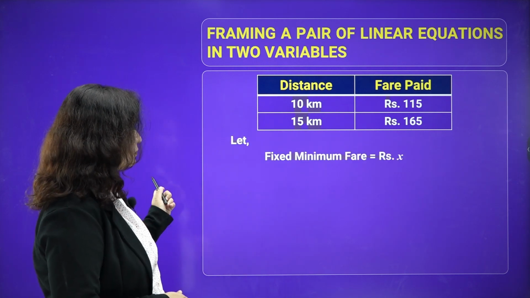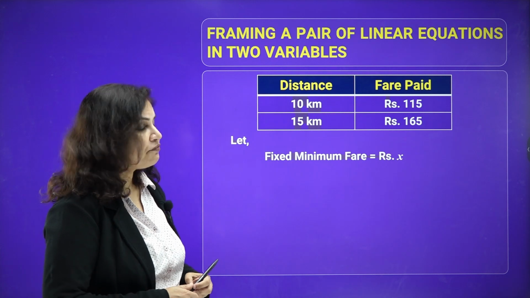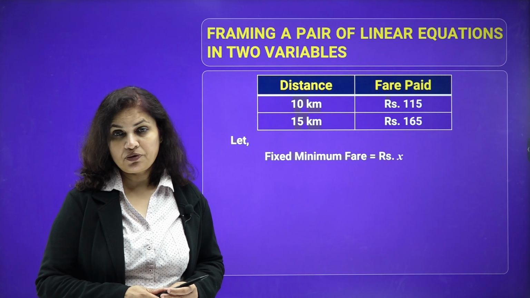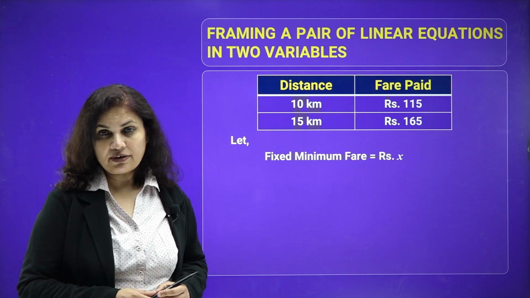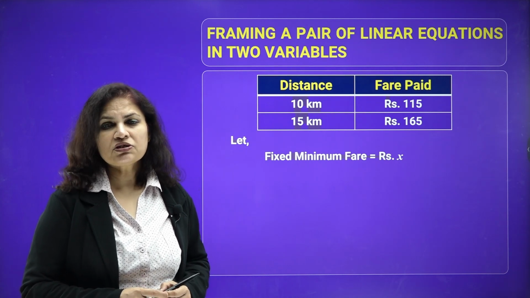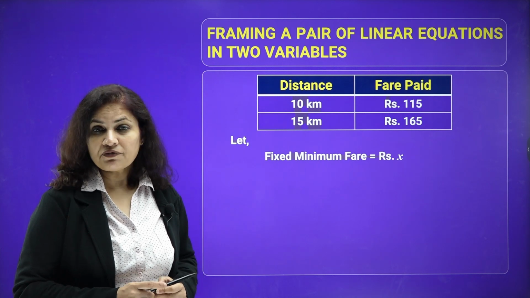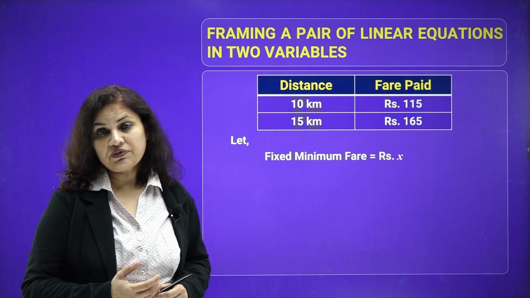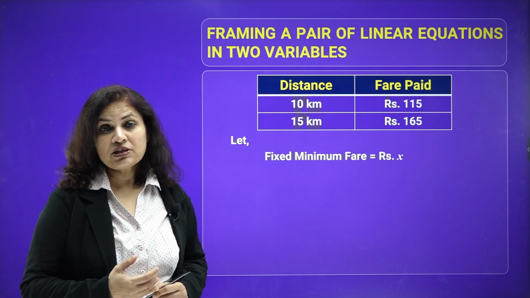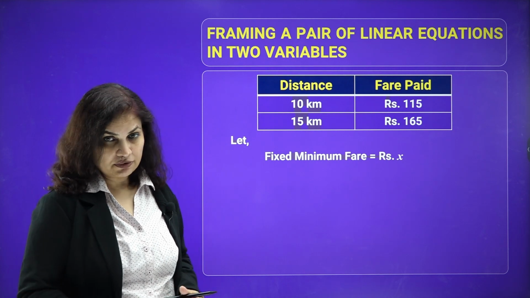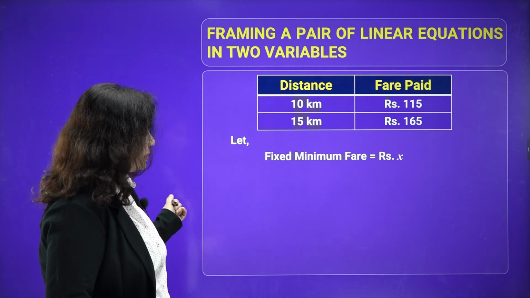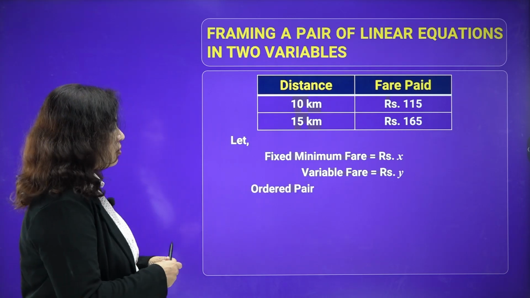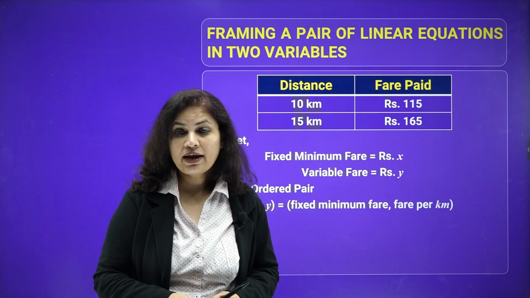Now, let the fixed minimum fare be rupees x. Whenever we are travelling by any conveyance, any means of transport, there is always a fixed cost irrespective of the distance travelled, and there is a variable cost which depends on per kilometer you travel. So, x is my fixed cost and the variable cost is y.